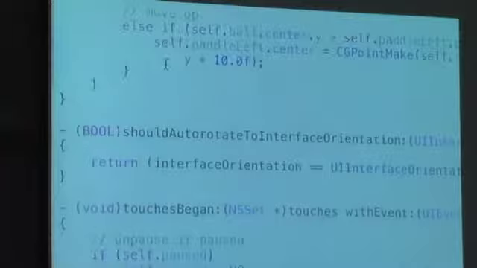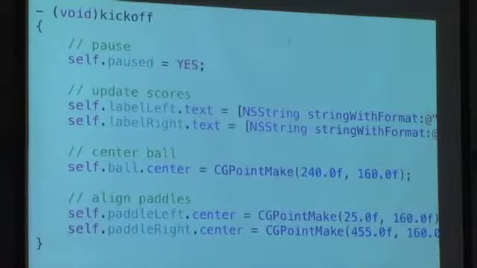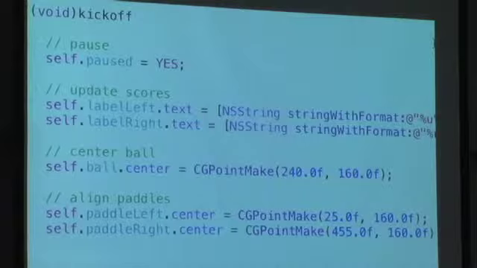So let's follow these breadcrumbs to kickoff. Scroll up. All right, so kickoff. By default, the game is going to be paused. The ball is going to be positioned in the middle of the board, and the gameplay will be paused. I'm going to update the scores to be equal to, and here's where we just have to do a bit of NSString math.